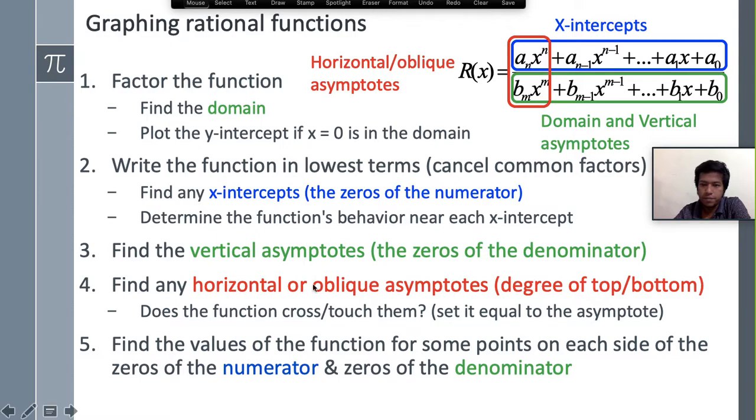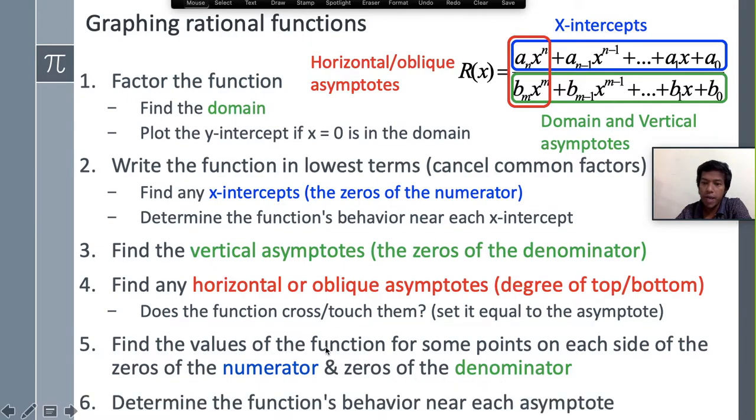Then find the value of the function for some points. Of course, these numbers 4 and 3 actually come from our previous lesson. This part, number 5, we are including in this lesson. Find the values of the function for some points on each side of the zeros of the numerator and zeros of the denominator. So when we have some zeros, then we can plot some of the points, and let's say you have a vertical asymptote, then you know that there is a point here. We will show you the example.